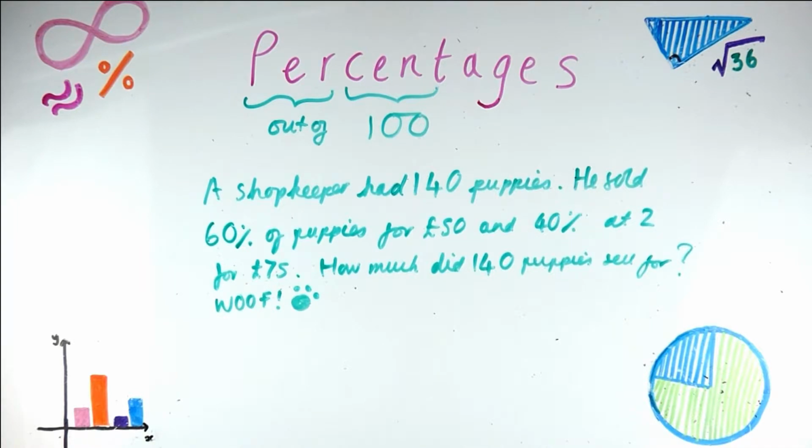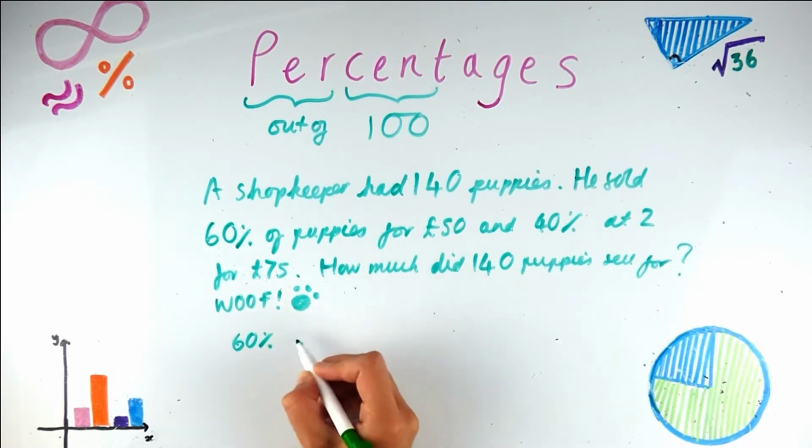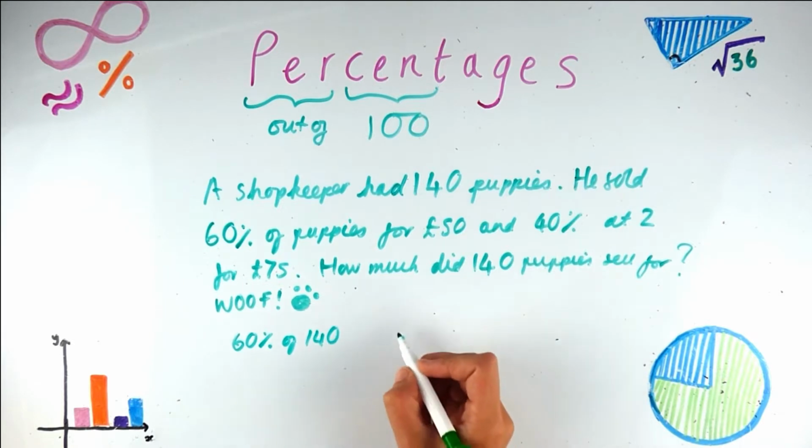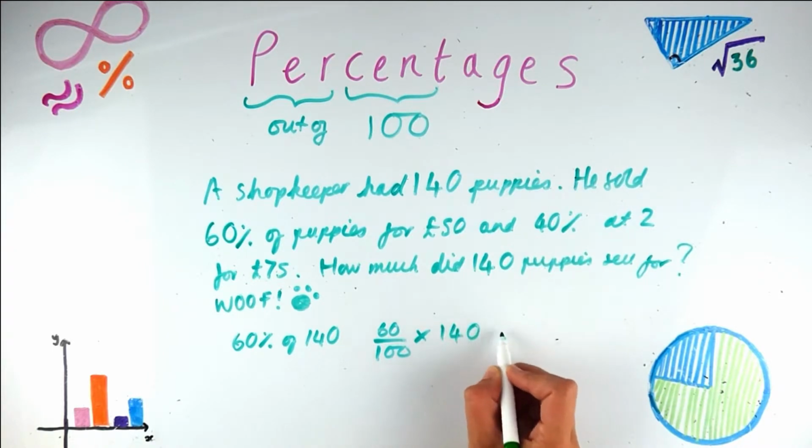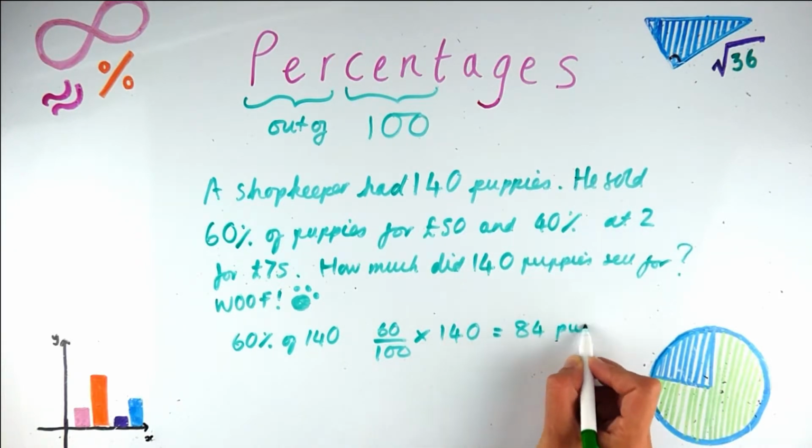A shopkeeper had 140 puppies. He sold 60% of the puppies for £50 and 40% at 2 for £75. How much did the 140 puppies sell for? First of all, we've got to find out how many of each puppies he had. We have 140 in total, so 60% of 140. Using that formula, 60 over 100 times 140 equals 84 puppies.